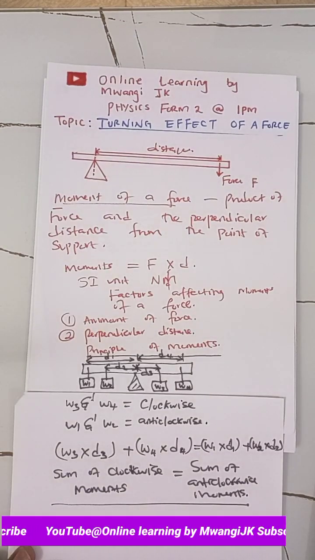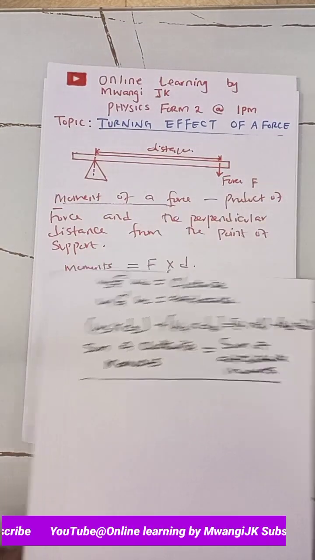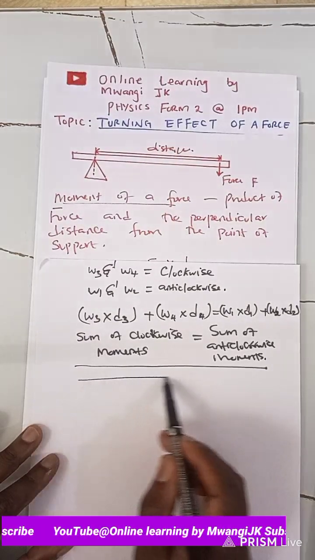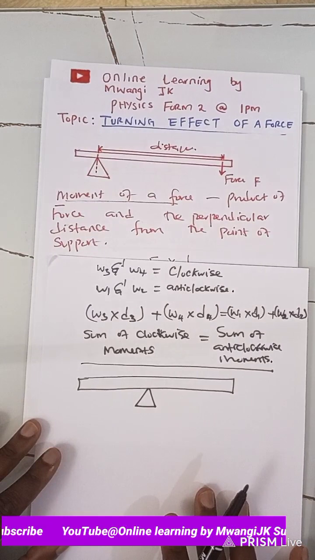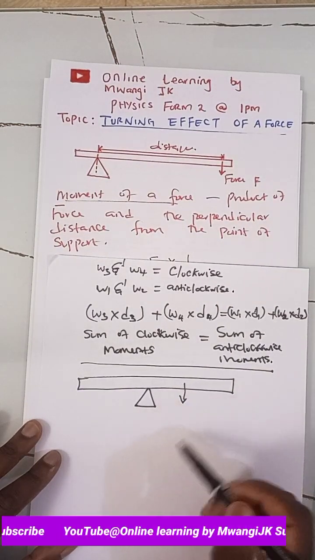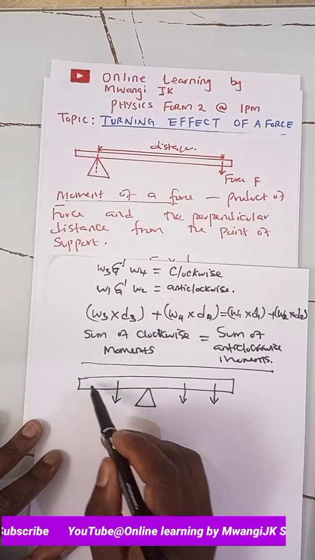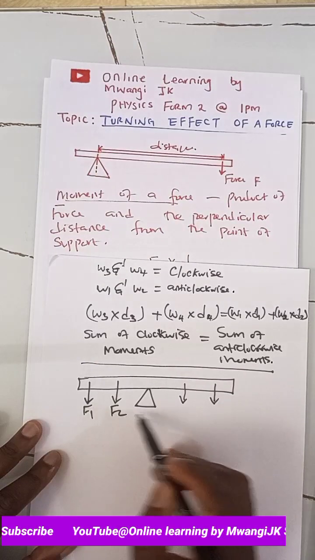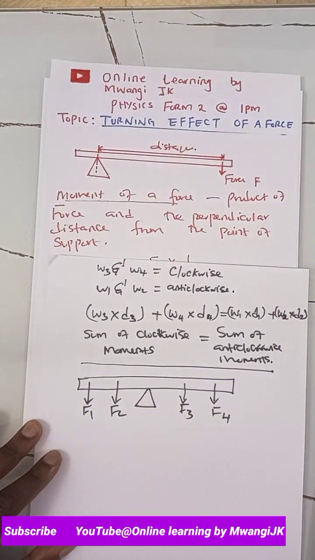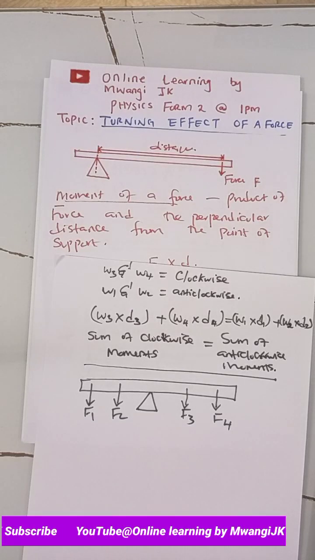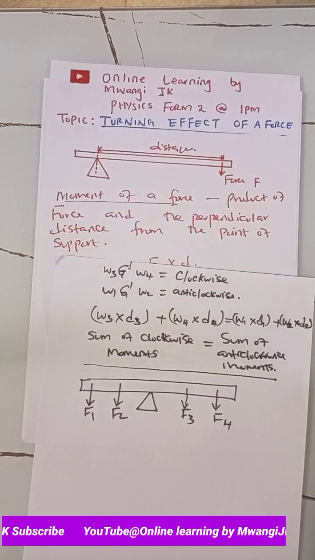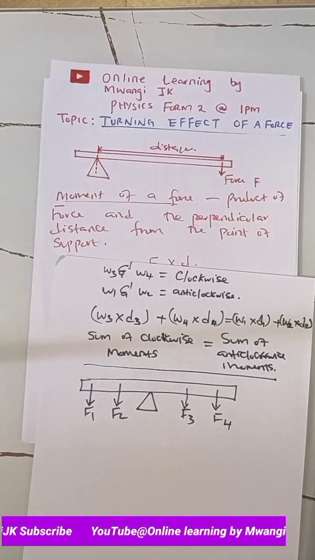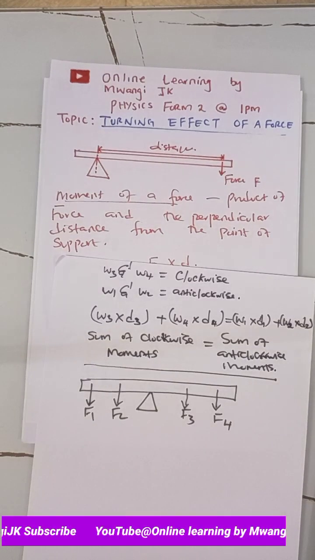So if we have a bar which is balanced at a certain point, and some forces are acting on both ends, we are supposed to consider force 1, force 2, force 3, and force 4. We are supposed to consider the forces that are clockwise and the forces that are anticlockwise. So the sum of clockwise moments should be equal to the sum of anticlockwise moments about the same point, without changing the point, which is now our pivot.